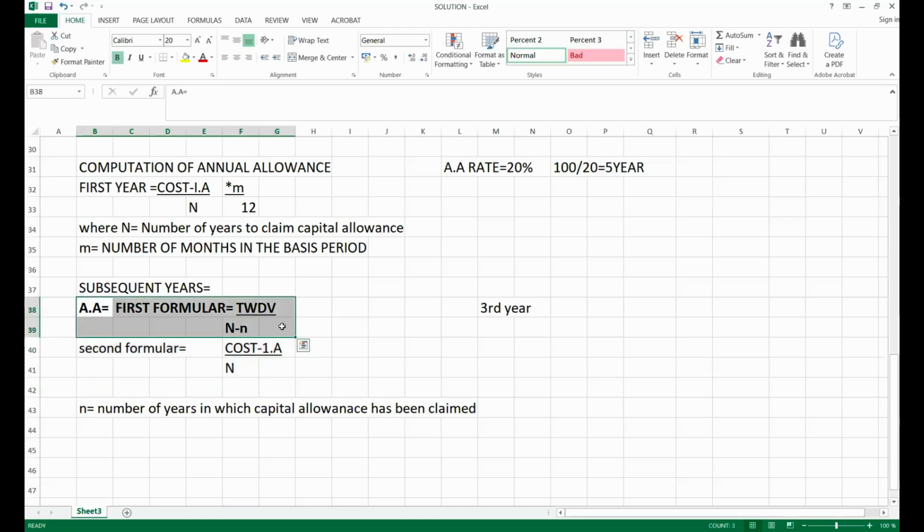That will give you a round and an accurate figure. So always adopt the first formula.